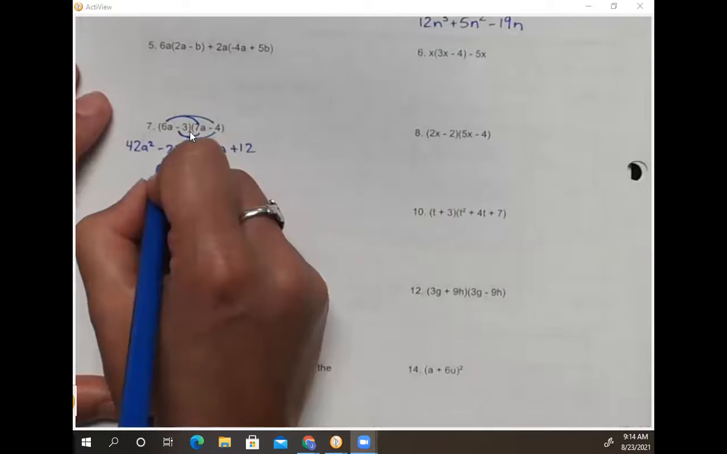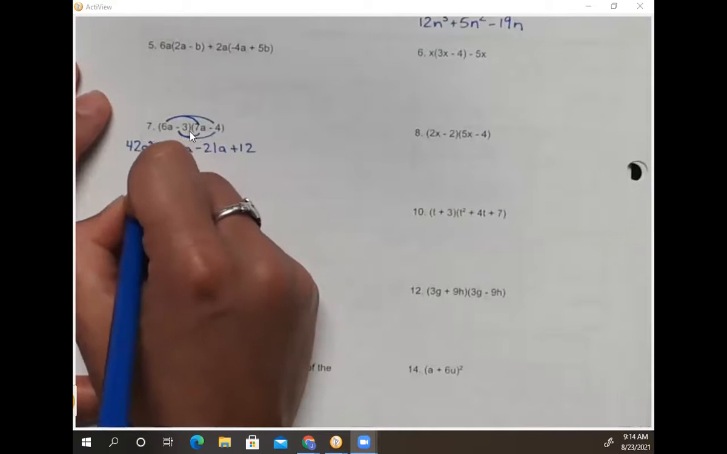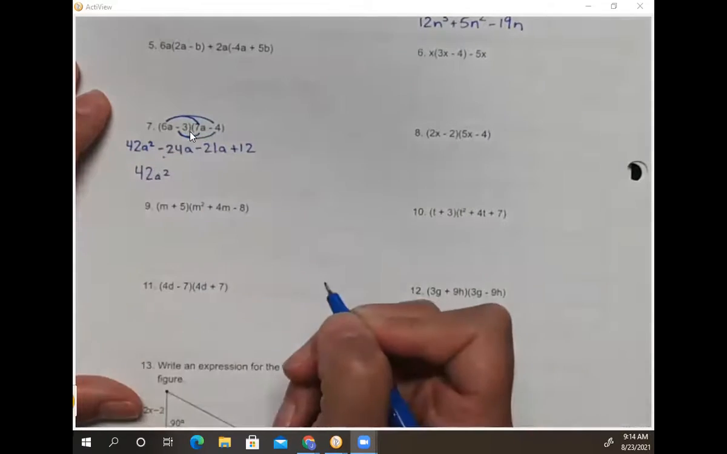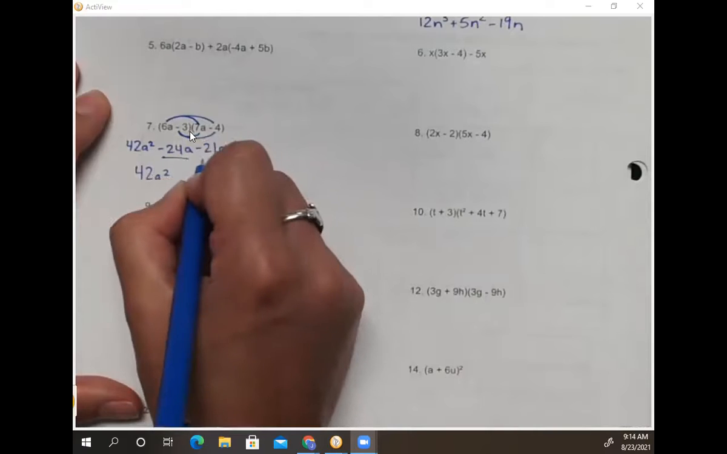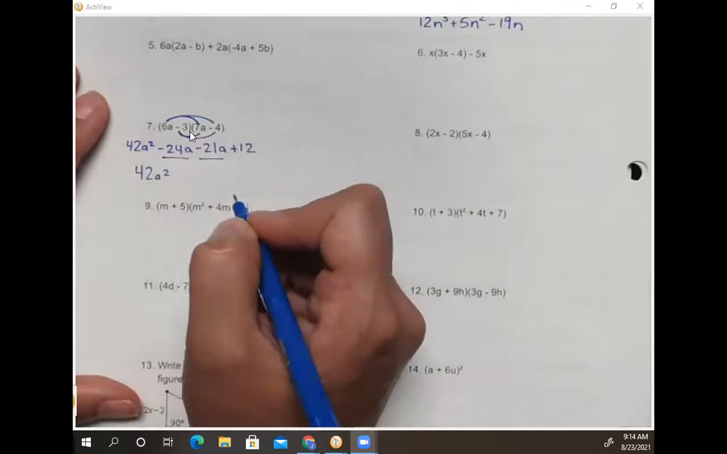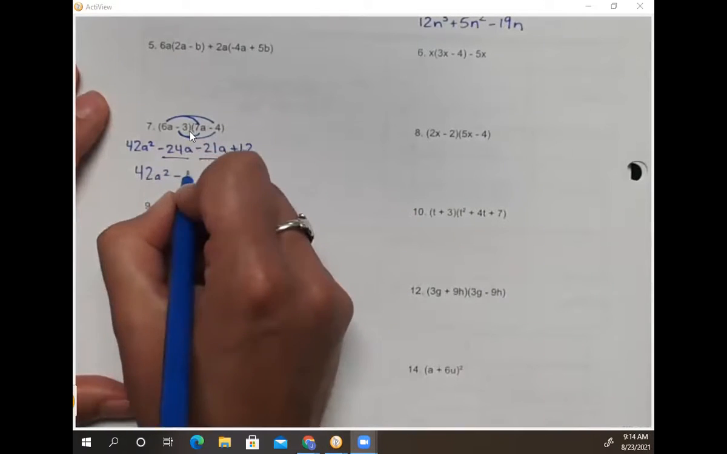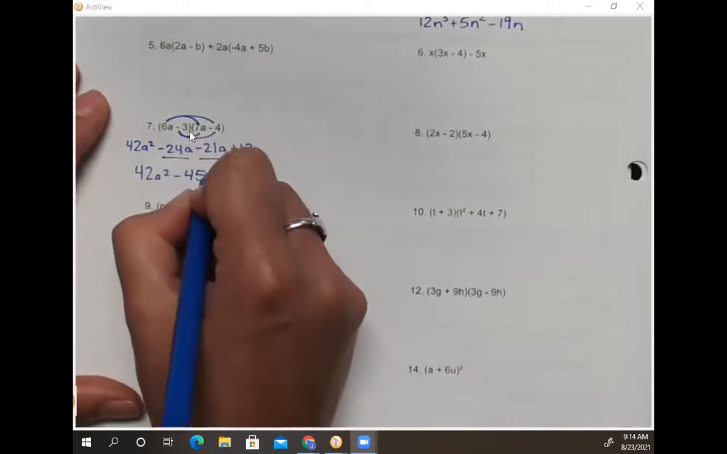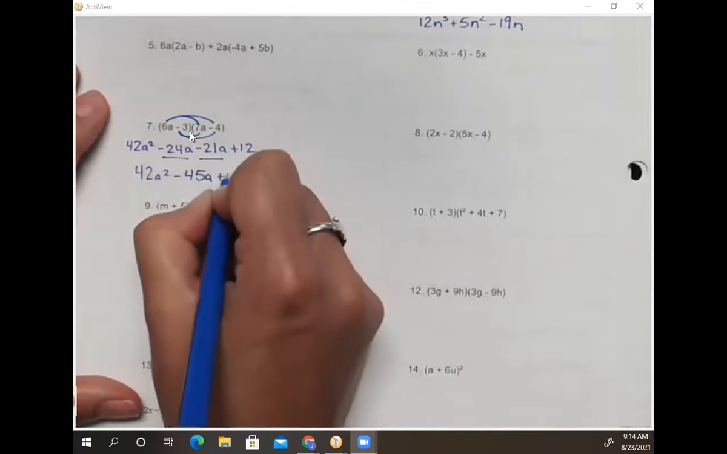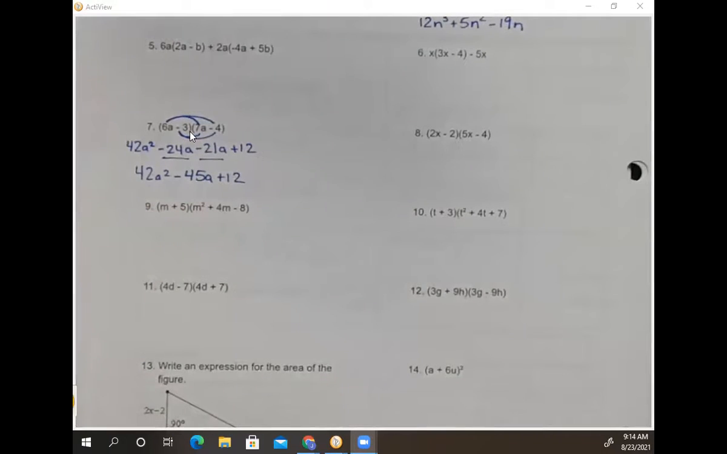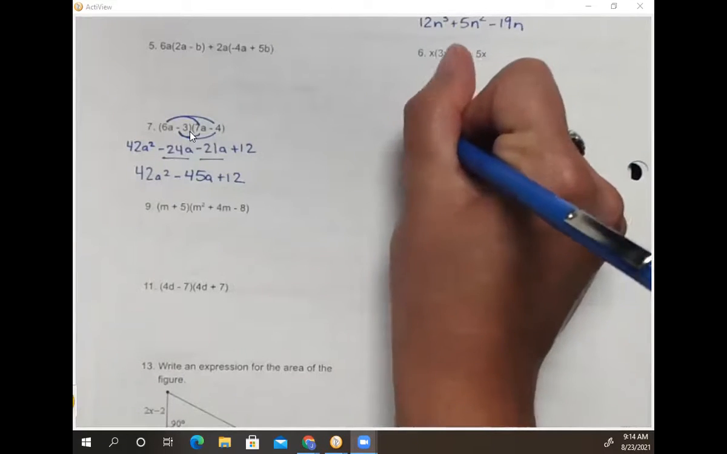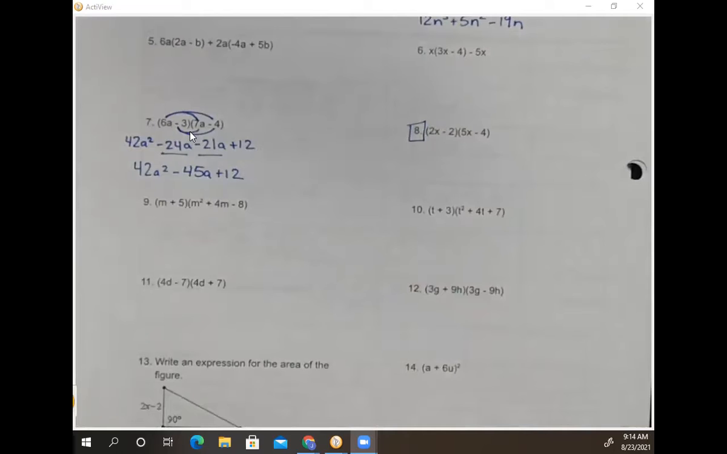And now we combine like terms. So I've got 42a squared, that's my only a squared term. Negative 24a and negative 21a would be negative 45a. And plus 12, that's my only constant term. I would like you now to try number 8. Try number 8.